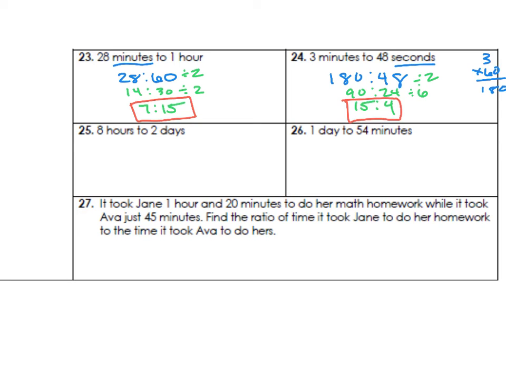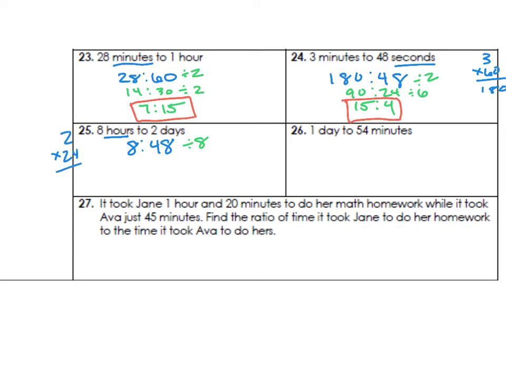Number 25, 8 hours to 2 days. Hours is our smallest, so we're going to start with 8. 2 days times 24, that gives me 48. There's our correct ratio using the same time measurement.